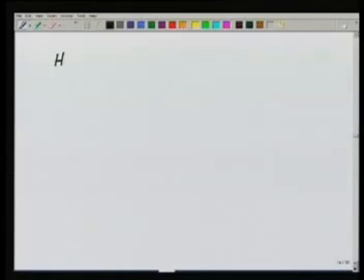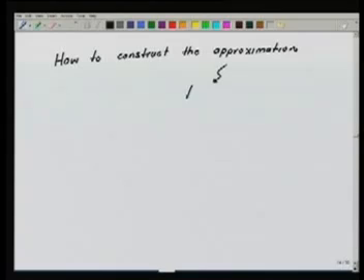So in the next class, what we are going to look at is how to construct the approximation. That is, what are these basis functions globally? Which means what are the element shape functions.